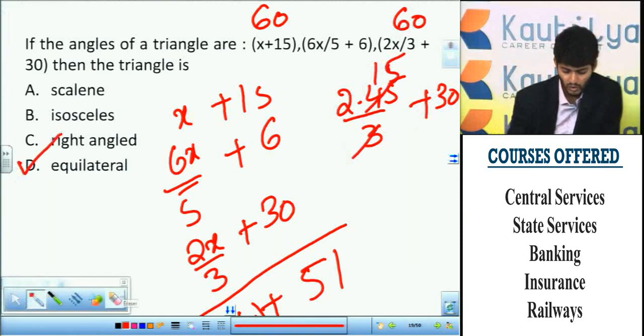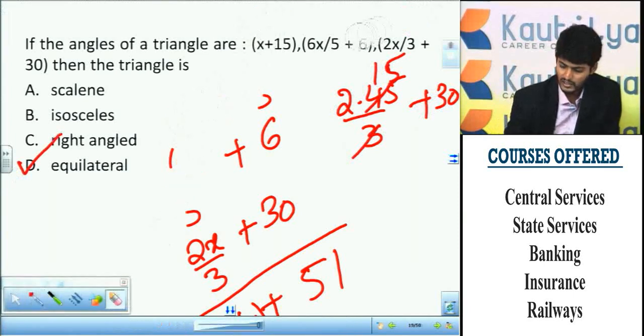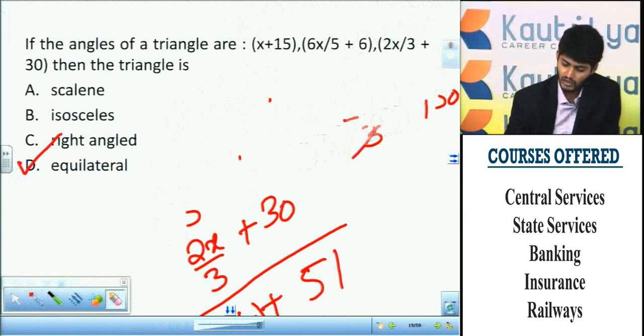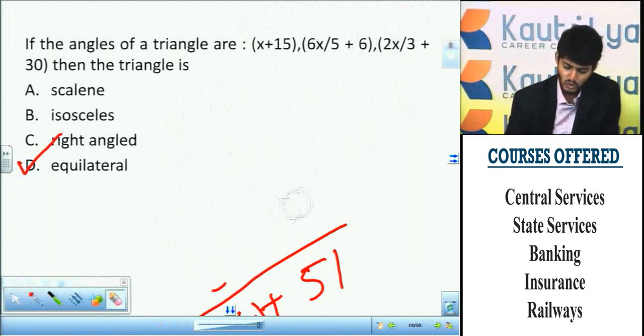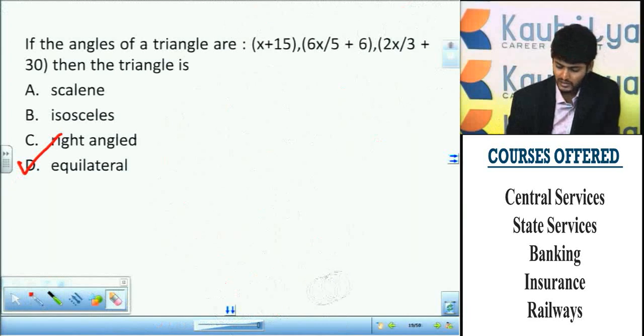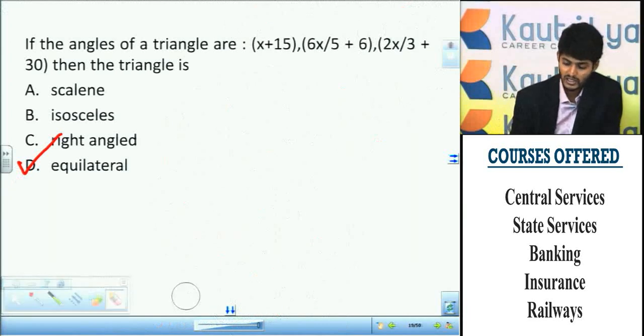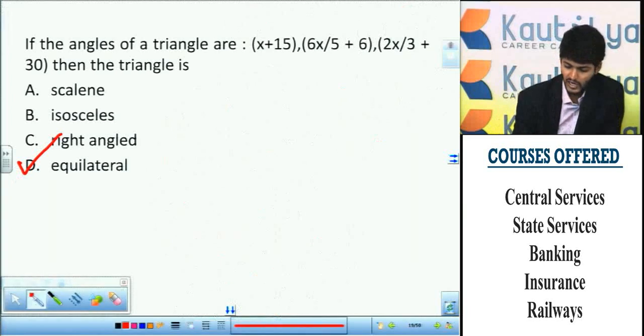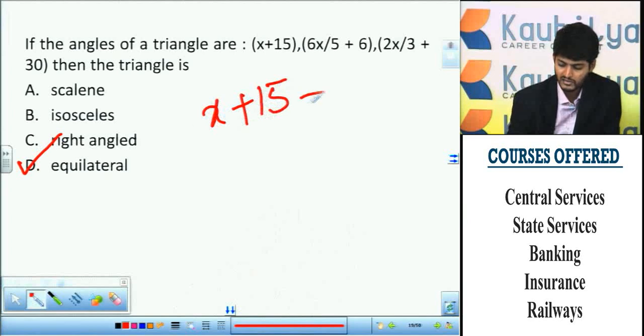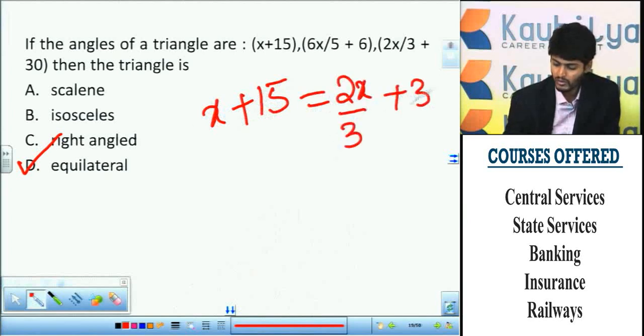Suppose I want to do this problem without all these calculations. One way of doing this problem is comparison. Suppose you have a gut feeling that this might be an equilateral triangle even before solving it. So how do I check? I'll equate any two angles and find out the value of x. If my guess is correct, then the angles have to be equal. This way also you can solve the problem, right?